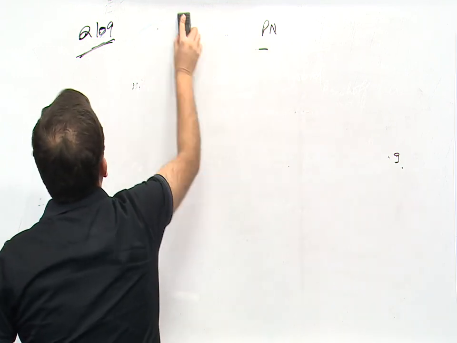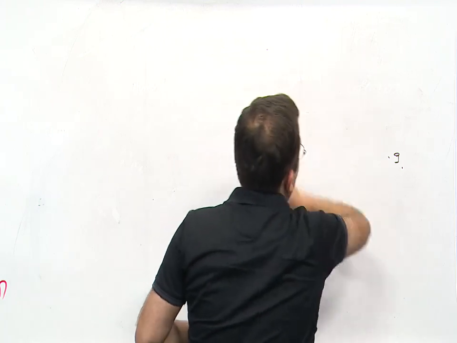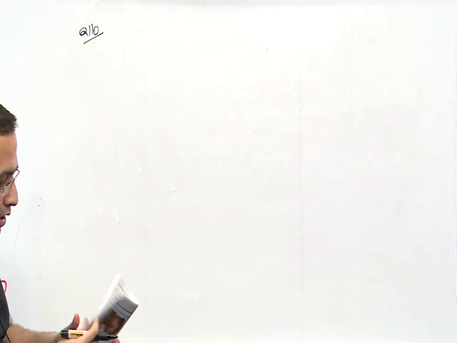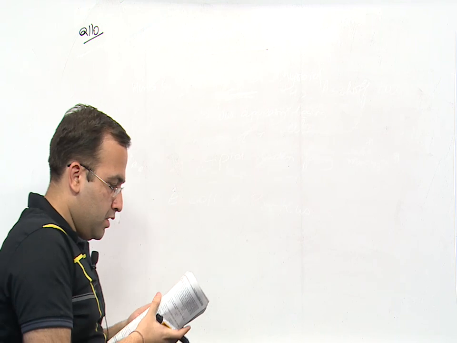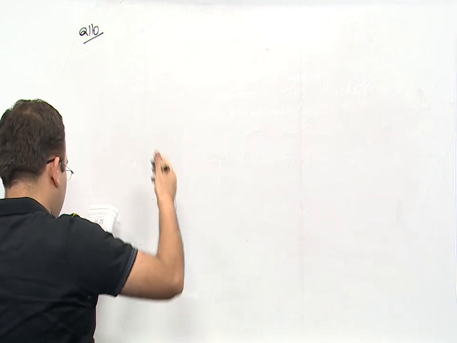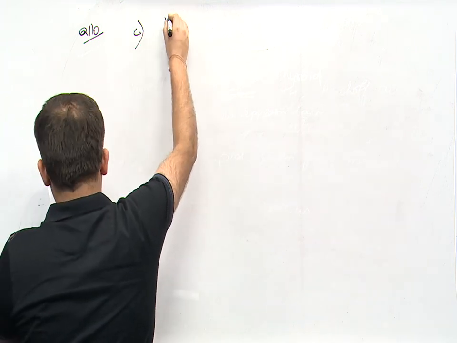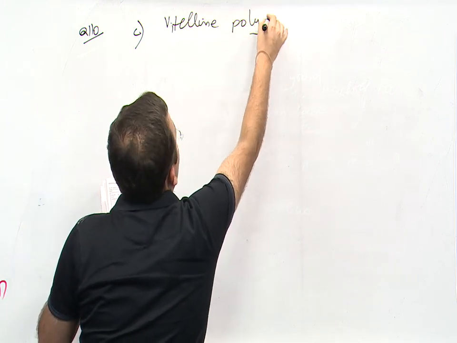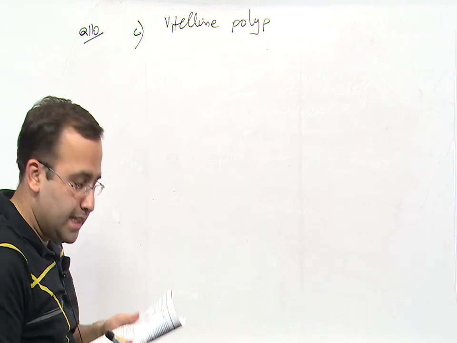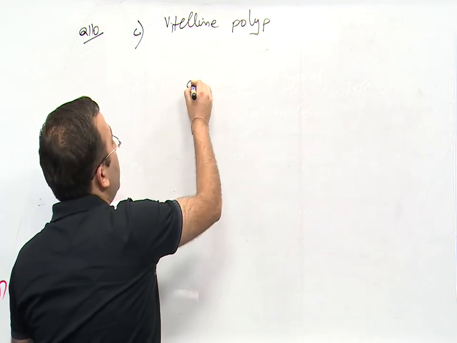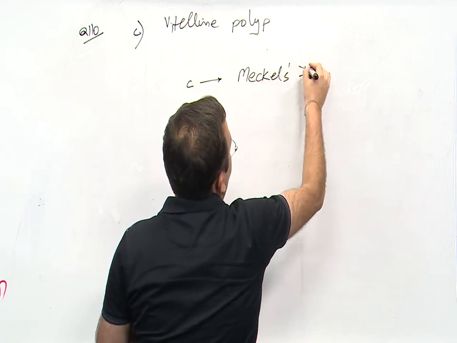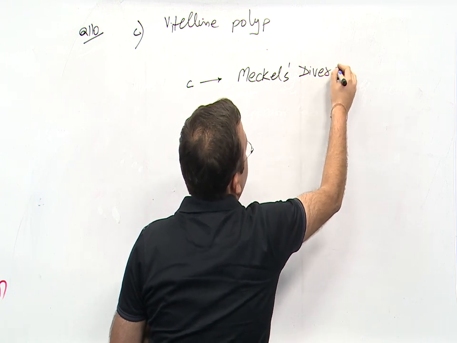Next. Question 110. The following images represent which one is the wrong match? Answer is C, that is a vitelline polyp. It is not a vitelline polyp. Figure C is Meckel's diverticulum.